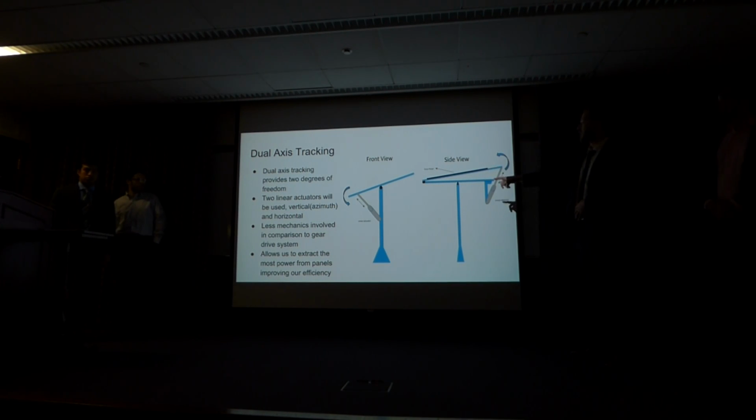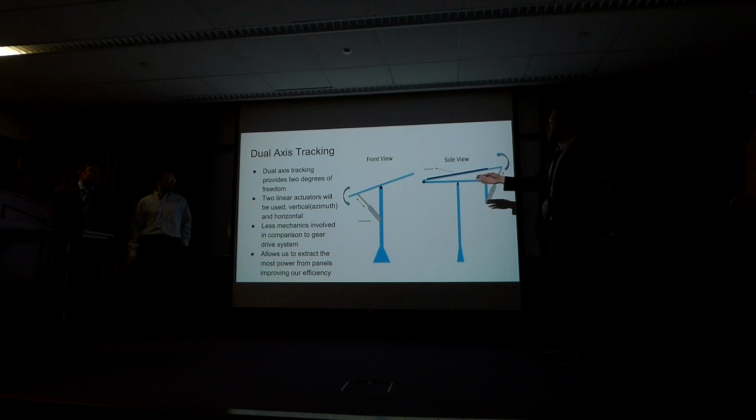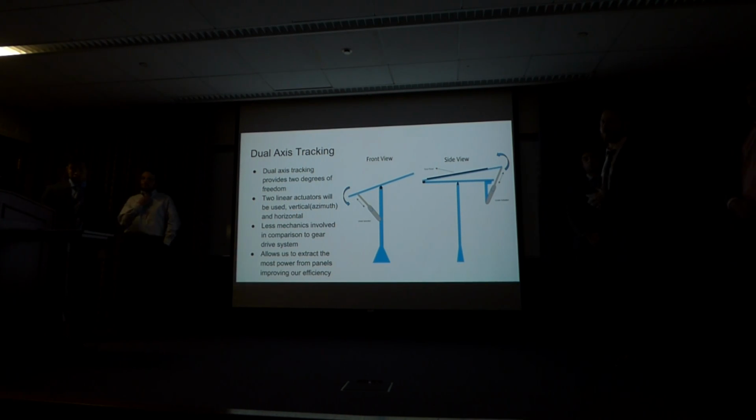This front view here depicts the movement of the linear actuator when the sun is moving east to west every day. And then on the side view here, we'll have the second actuator that will adjust for the angle throughout the seasons from summer to winter. We chose this design as opposed to a gear-driven system because it has less gear mechanics involved, and we decided that this would be more feasible for us to do in a timely manner and give us more time to focus on other portions of the design.